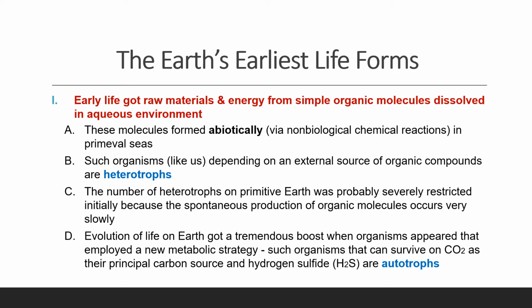And because of this, the evolution of life on Earth received a tremendous boost with the appearance of organisms that employed a new metabolic strategy wherein they could manufacture their own organic nutrients from the simplest type of organic molecules like carbon dioxide and hydrogen sulfide, which are called the autotrophs. So again, the heterotrophs are very dependent on the external resources that they have, while the autotrophs have the capability of producing their own food.